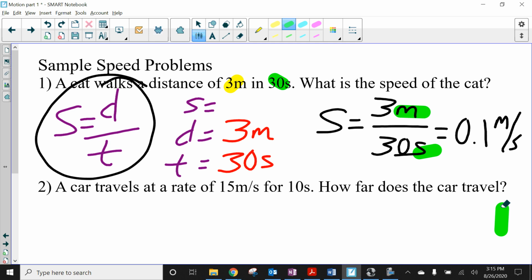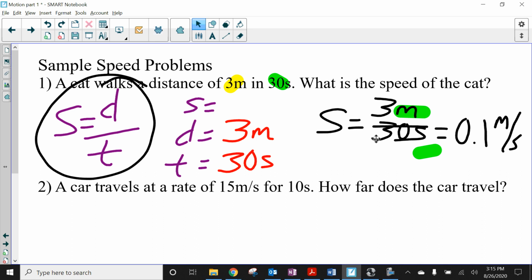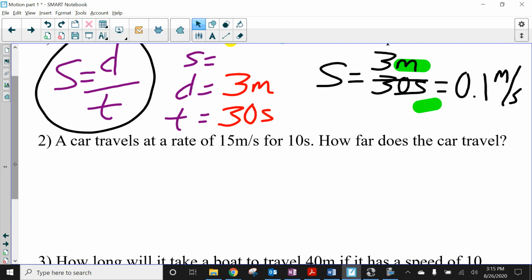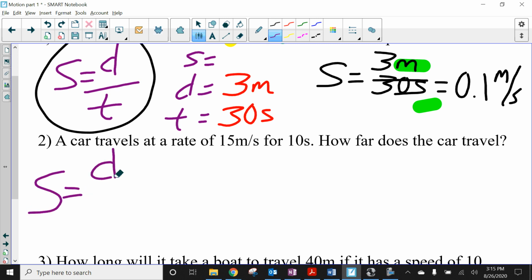All right, so this one's a little bit trickier. Let's see this, move up a little bit, slide down. Okay. All right, so we're going to do the same thing. A car travels at a rate of 15 meters per second for 10 seconds. This one asks, how far does the car travel? All right, here we go. So first step, write your equation just like we did before. S is equal to D divided by T.